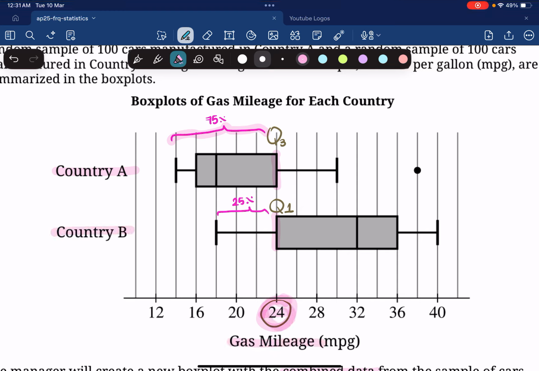And in country B, 25% of the data set is below Q1. It means since you also have 100 cars in country B, then 25 cars, 25% of 100, will have a gas mileage of less than or equal to 24 miles per gallon. And so what can I say here?